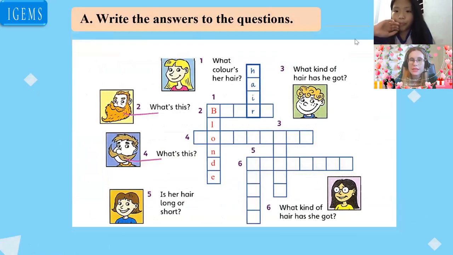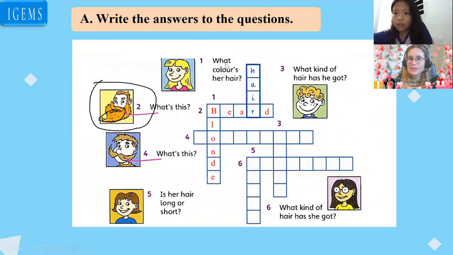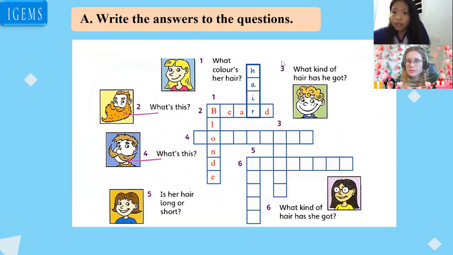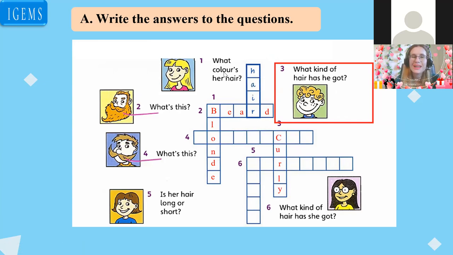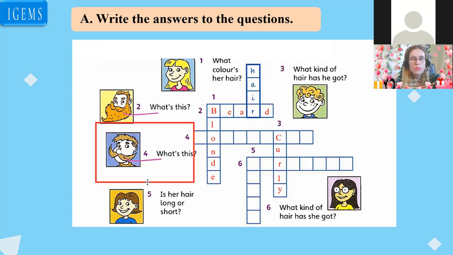Okay, so blonde. And then this one is this beard. Beard. Yeah. That's my girl. She's back. Guess who's back? Back again. Okay, great work, Tamara. Nice. Okay, next one. Let's have a look. Number three. What kind of hair has he got? Curly, yes. Very good. Nice. Good job. Okay, number four. What's this?